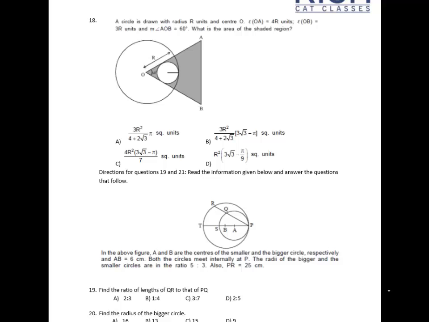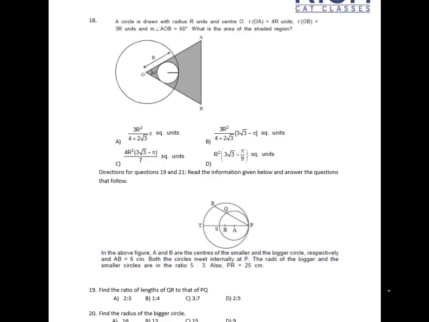So what is the answer for question number 18? Read question number 18. A circle is drawn with a radius r units and center O. Length of OA is equal to 4r, so you can find the remaining part. Length of OB is again given as 3r, and the measure of angle AOB is equal to 60 degrees. Then what is the area of the shaded region?